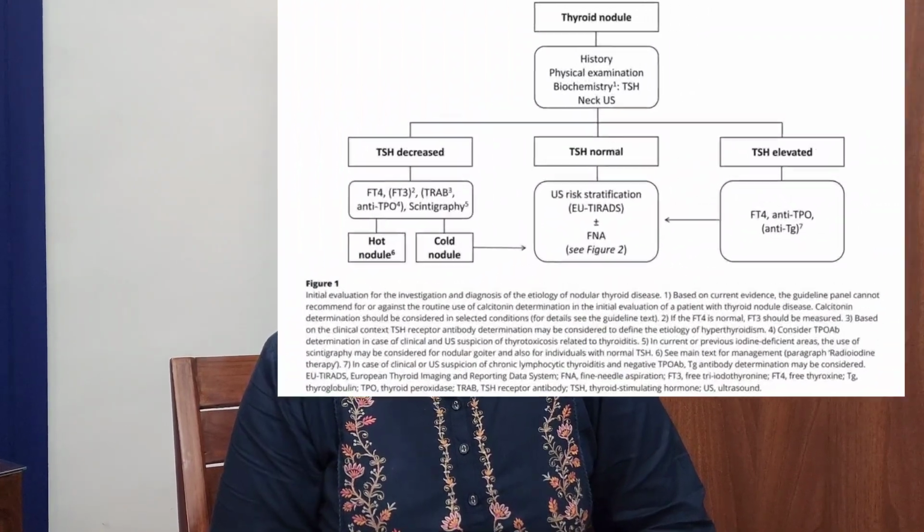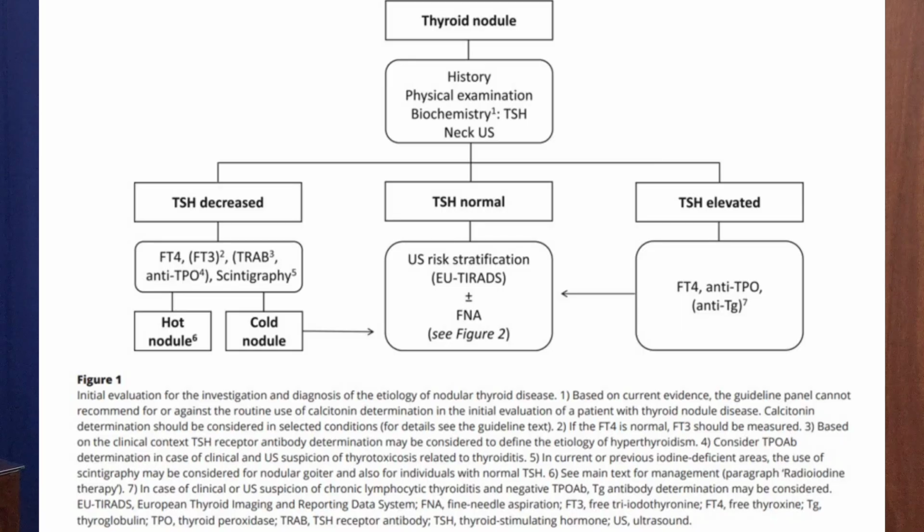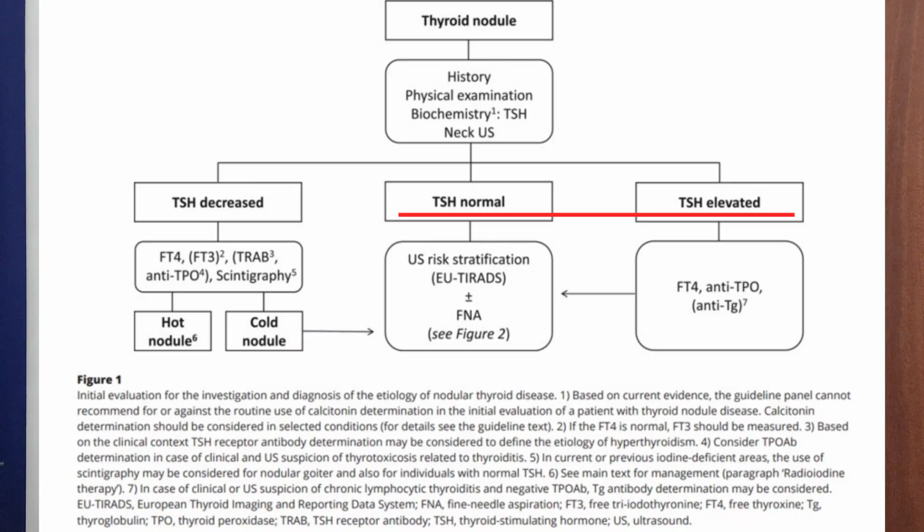Now, in this slide, seeing the approach, in any case of thyroid nodule, we have to take the history, examination, and obviously thyroid function test. If TSH is decreased, we get scintigraphy for hot and cold nodules, and if there is a cold nodule, that needs to be stratified further. And if TSH comes out to be normal or elevated, again USG is done to stratify the lesion. So the second important investigation is thyroid ultrasound.